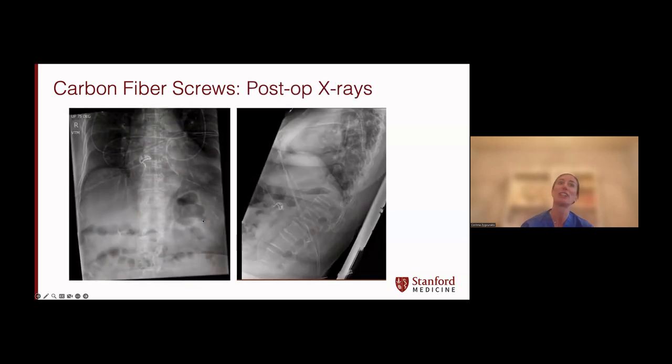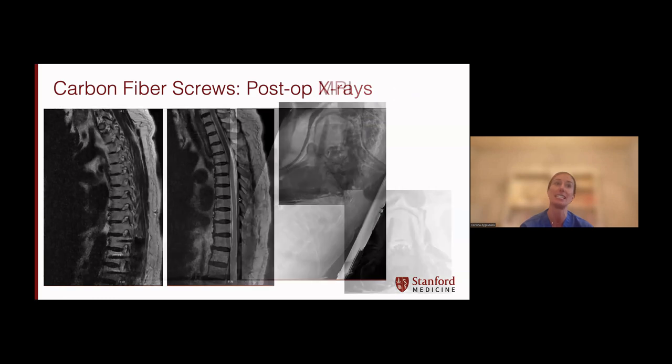They're definitely a bit harder to see on an X-ray. Our residents call them the ghost screws, but you can see them here. So of course it's difficult to see if there's loosening or to exactly evaluate their location on an X-ray, but you can on a CT scan.